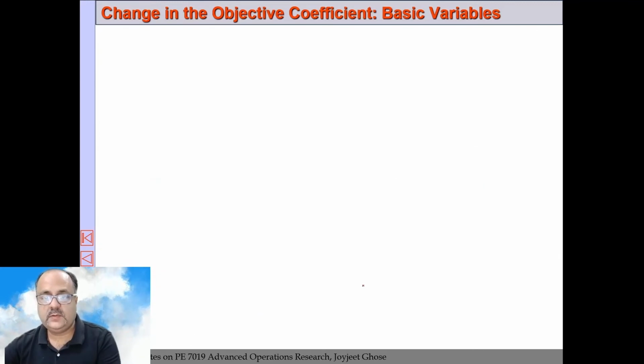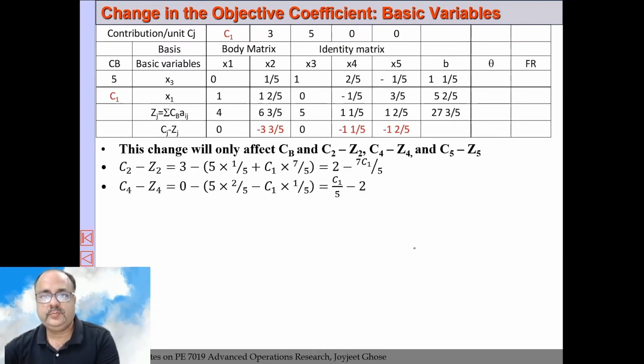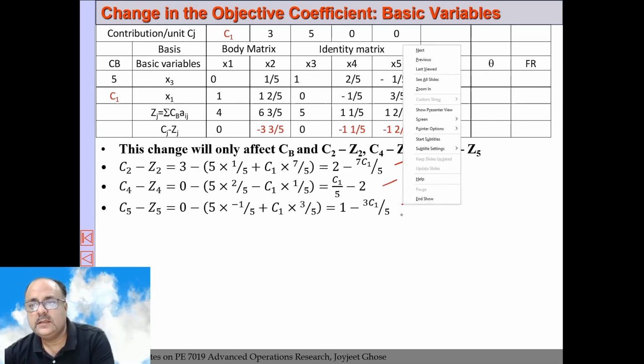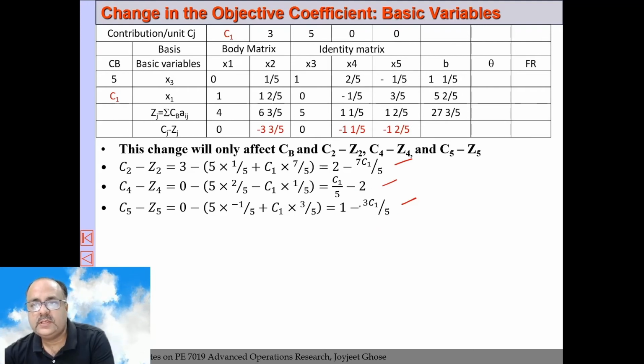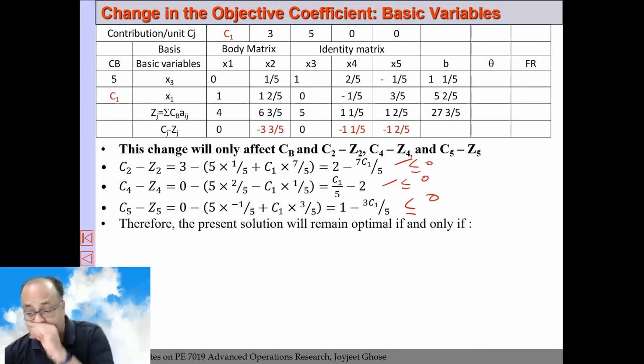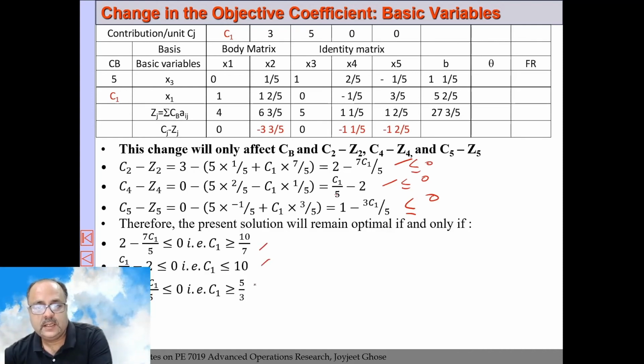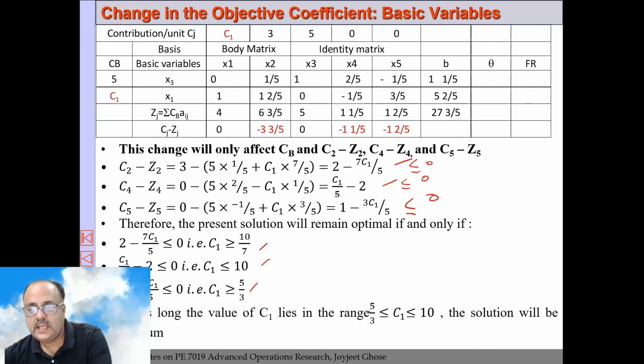So solving these three equations will give us this and this. From these three, this all should be less than or equal to 0, less than or equal to 0, less than or equal to 0. So then only it will remain optimal. So it comes out that c1 should be greater than 10 by 7, c1 should be less than 10, and c1 should be greater than 5 by 3. So the range comes out that 5 by 3 is less than c1 is less than 10.